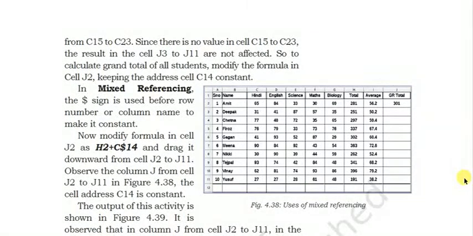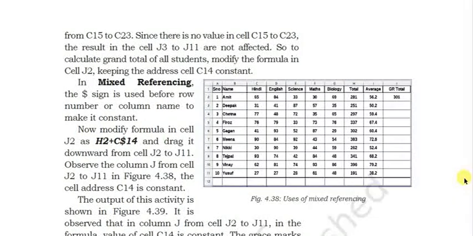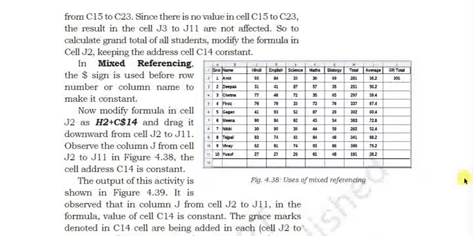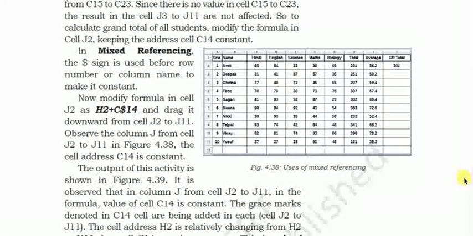Okay. In mixed referencing, the dollar sign is used before the row number or column name to make it constant. So if you want to make any one value constant, then you will use the dollar sign before the row or column number. Suppose you want to make this C14 constant, and only H2 should change. Okay, then you will write this dollar sign.